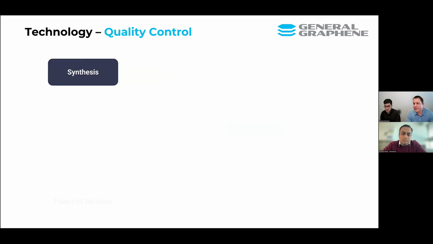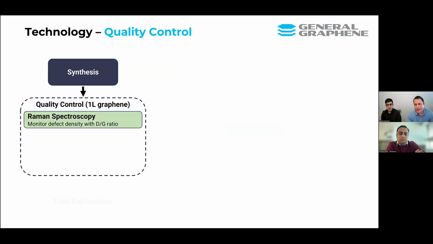So quickly, I want to touch a little on how we do quality control here at General Graphene, and I'm going to use the case study of our monolayer product. First, we start with synthesis, obviously, and then we undergo our quality control. Typically, we look at Raman spectroscopy. If you're familiar with the CVD graphene space, this is a really useful tool for monitoring defect density by extracting what they call the D to G ratio.